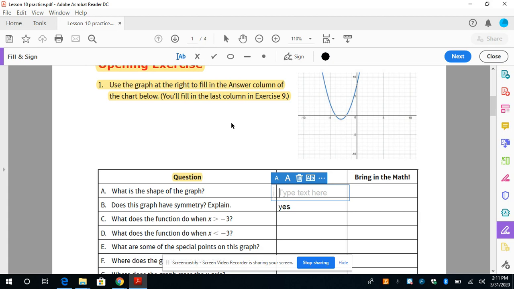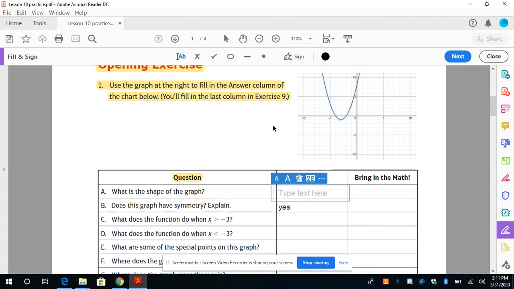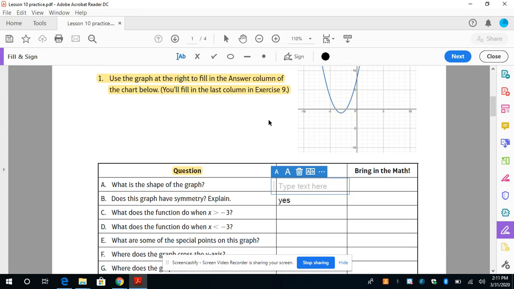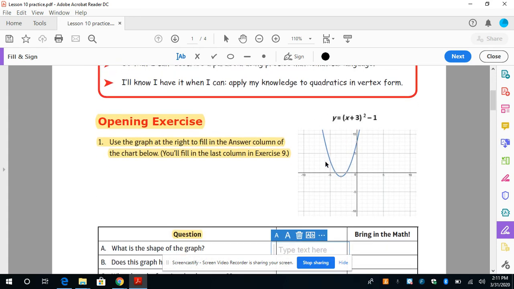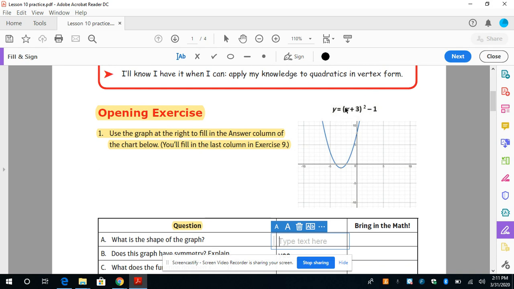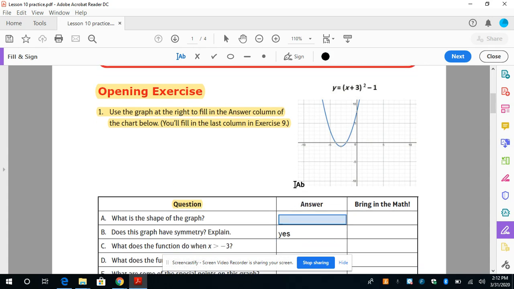Use the graph at the right to fill in the answer column of the chart below. We're just going to do the first column together. So looking at this graph, you're going to notice that the equation is in a different format, but there still is a squared value. And you guys know if we take this x plus 3 and it's being squared, that means we're doubling it. So we're going to distribute. So this will be a quadratic, and we'll talk about this more. This is actually called vertex form, but we're going to get to that later in our unit.